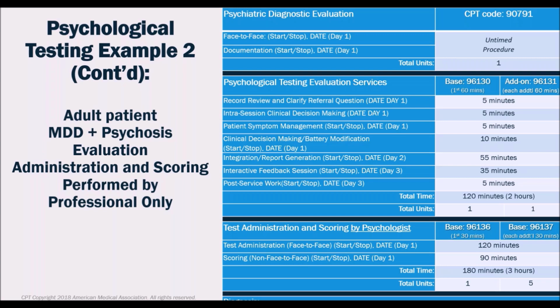And throughout all of this, the common thread for the psychological testing and neuropsychological testing codes is that the evaluation services codes are 60 minutes and the test administration and scoring codes are 30 minutes. That's important to keep in mind when you're billing the numbers.